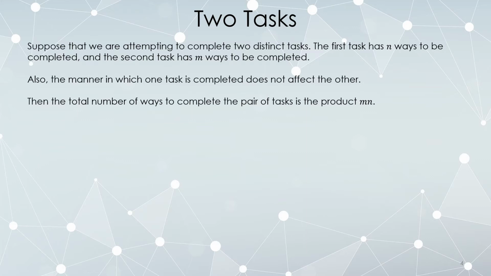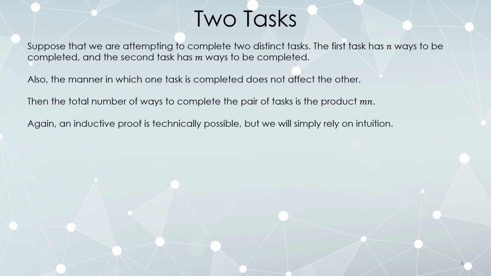If I'm rolling a die and picking a number, I could roll 1 and pick 1, or I could roll 1 and pick 2, all the way up to rolling 1 and picking 10. That's 10 arrangements. But then I could roll a 2 and pick the numbers 1 through 10. That gives me 10 more arrangements. I could roll 3 and pick any number. That's 10 more ways of completing this pair of tasks. Overall, it's going to be the product m times n. An inductive proof, again, is possible, but this is a fairly intuitive result as well, so we're simply going to state it.